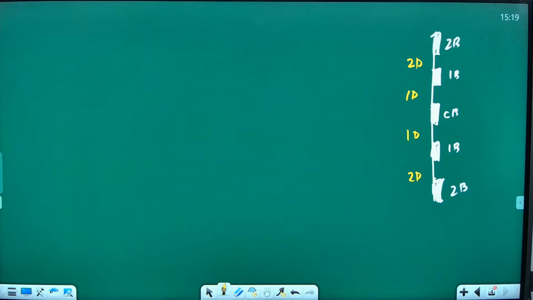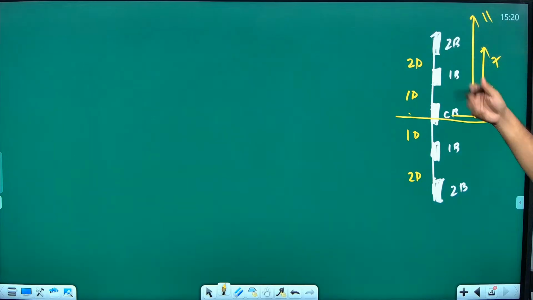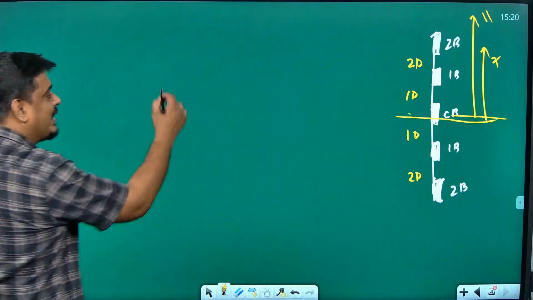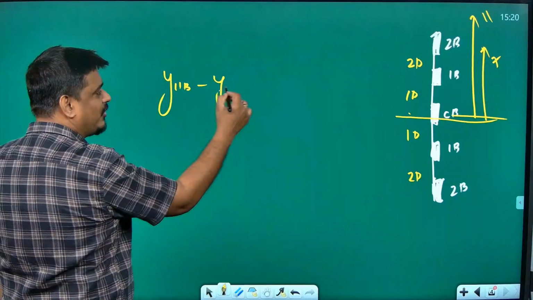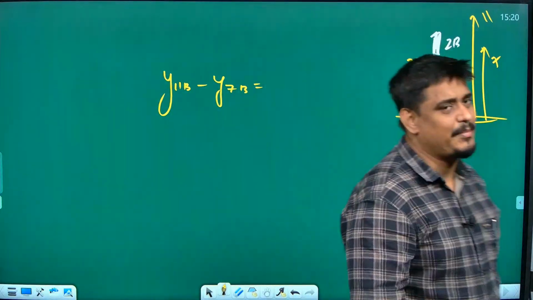So what is the question saying? Seventh maxima and 11th maxima, both are maxima only. The seventh maxima will come from the center, and the 11th also will come from the center. Suppose this is the seventh maxima and this is the 11th maxima. If you find y of 11 and y of 7 and subtract them, you will get the answer. That's all the question is. So what you have to find is y of 11th bright minus y of 7th bright. What is the formula for y of nth bright? n lambda D by d, isn't it?